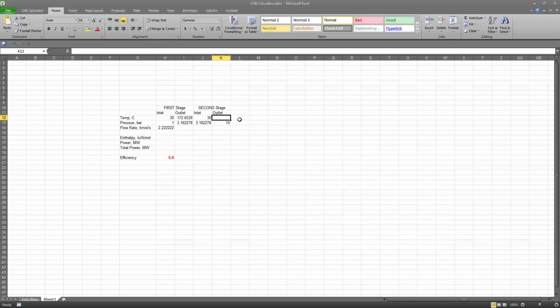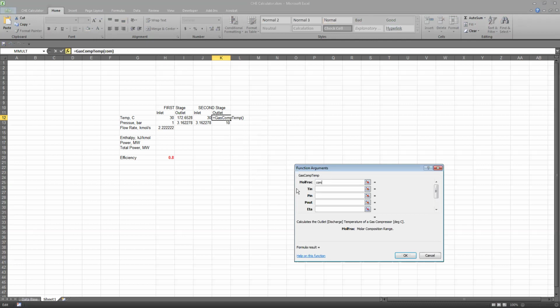I do the same calculation for the outlet of the second stage, equals GasCom temp. Again, we have oxygen as our component. The inlet temperature is again 30 degrees. The inlet pressure is 3.16. The outlet pressure is 10 bar. And the efficiency is the same, 0.8.